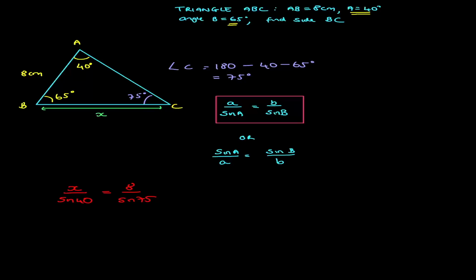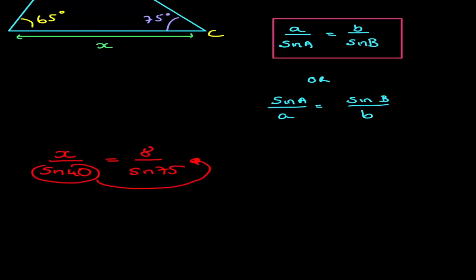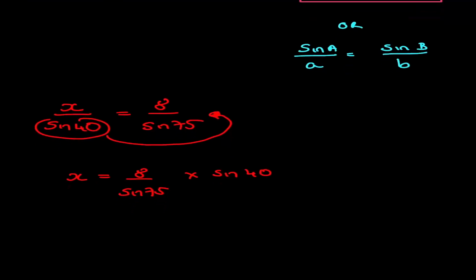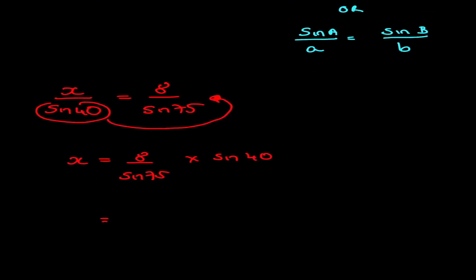And then we just need to do one final step. We want to isolate that X, so we just need to bring this sine 40 to this side. It is a divide on the left-hand side, so when you bring it to the right-hand side, it becomes a multiply. So my unknown length is just 8 on sine 75 multiplied by sine 40. That's how we work out my length. And if you plug that into your calculator, you get 5.32, if you round that correctly, centimeters.